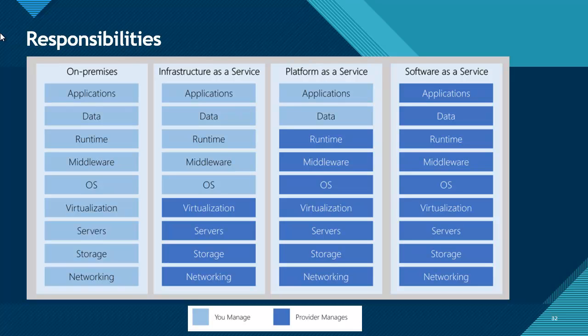So the cloud service provider takes care of networking, storage, servers, and up to virtualization under infrastructure as a service. Under platform as a service, the cloud service provider takes care of some additional components: the OS, middleware, and runtime, and the user needs to take care of the application and data. In the case of software as a service, everything is managed by the cloud service provider, and the user does not need to take care of anything; they just have to subscribe to the service.